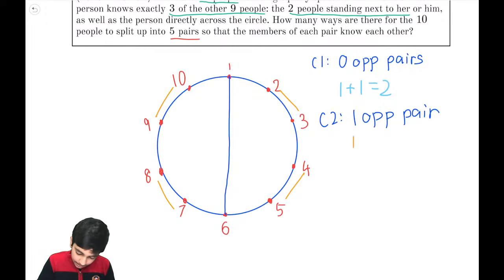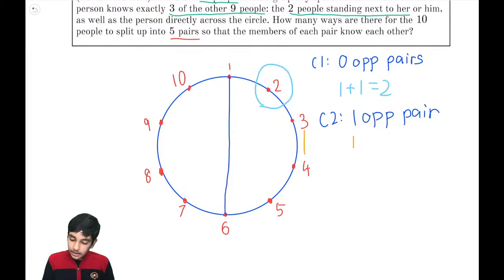The reason something like 3 and 4, for example, can't be a pair is that if 3 and 4 are a pair, now 2 is not a pair with anybody else. So that won't work. That means there's only going to be one way for this case.